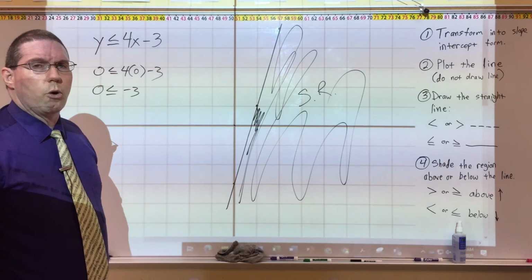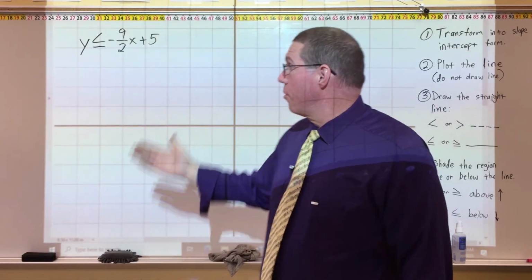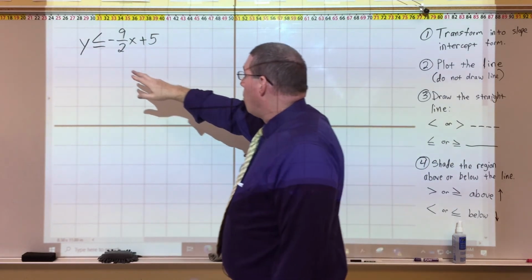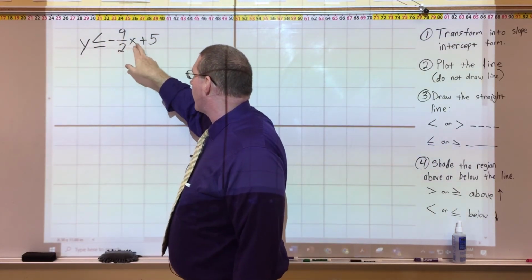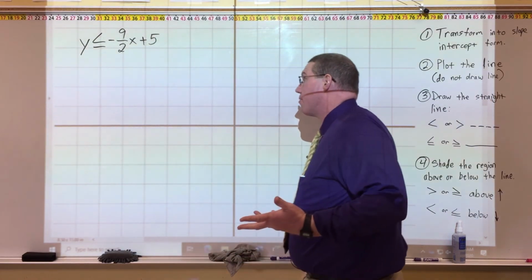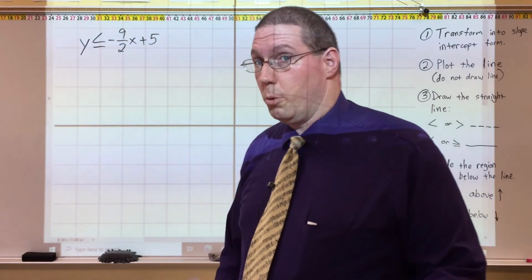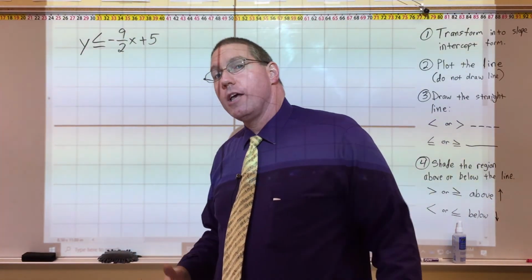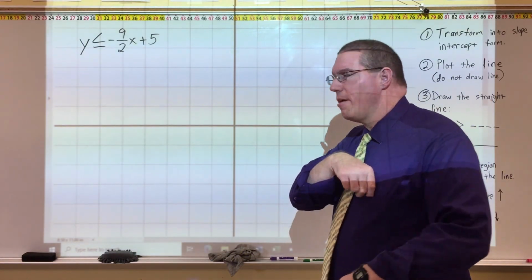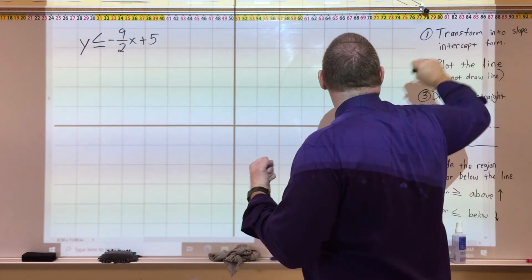All right, let's do one more with a steep negative slope. All right, so this one right here, we've got y is less than or equal to negative 9 over 2 x plus 5. Okay, we got a couple things going on here. It's a negative slope. It's a fraction slope, which you should be just fine with. And negative 9 over 2 is pretty steep. Okay, it's even steeper than the one we just did. So we've got it in slope-intercept form.